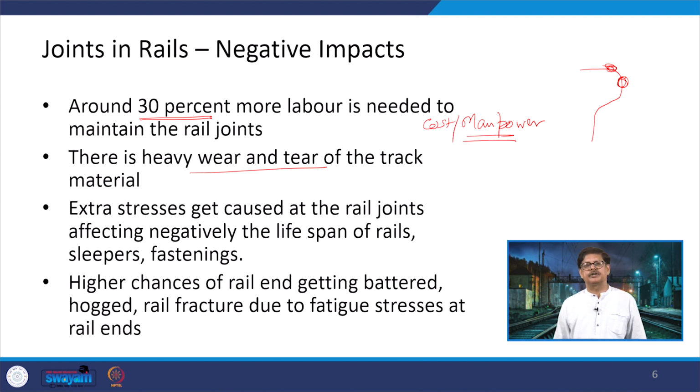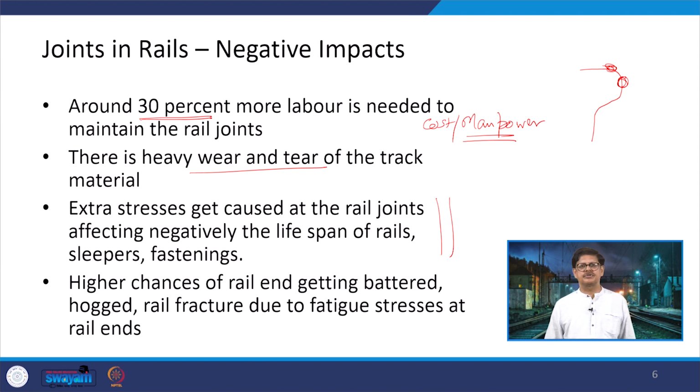Then extra stresses get caused at the rail joints, which affect negatively the lifespan of the rails, sleepers, fastenings, etc. So, as and when there is an impact, that impact load is going to be more than the static load. So, it will create more issues in terms of the higher stresses which have got induced at that particular location, and if this becomes repetitive in nature, then the lifespan of the various components which have been used at that location is going to be down.